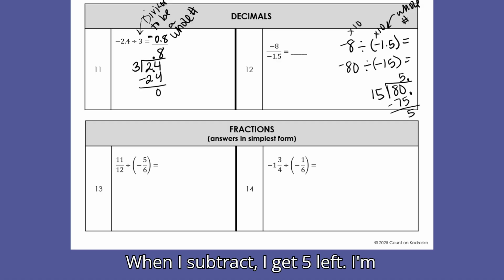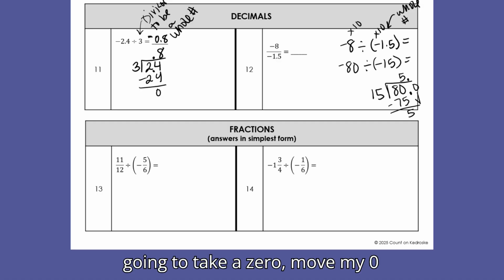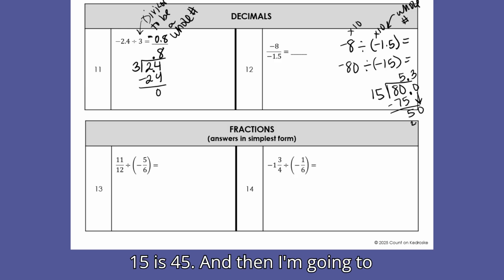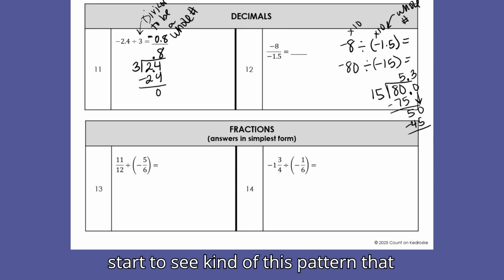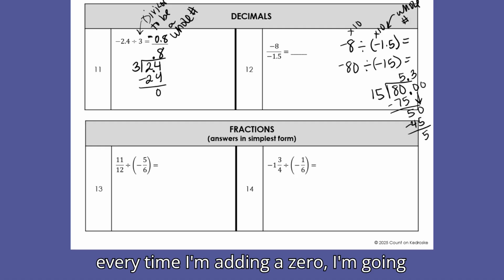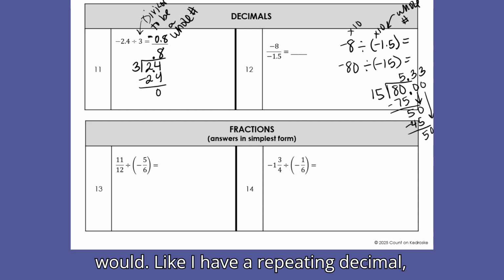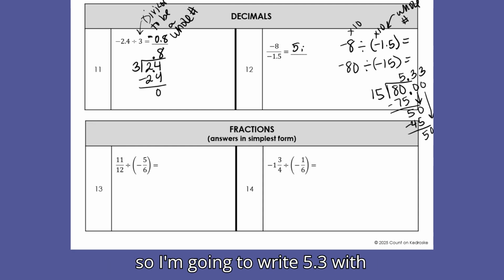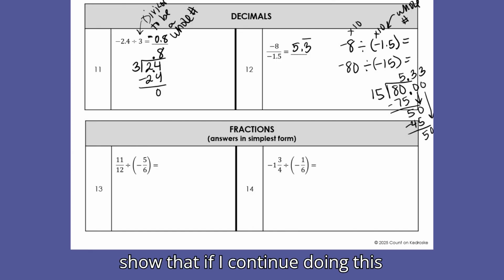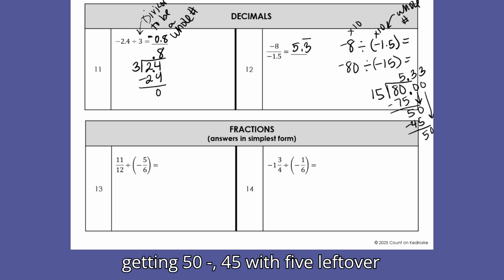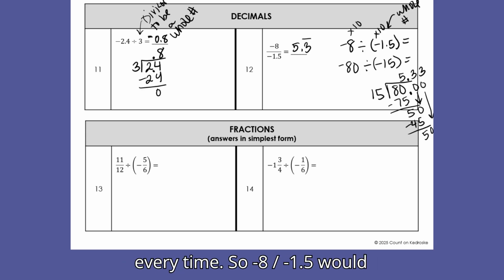When I subtract, I get 5 left. I'm going to take a 0 and move my 0 down. 15 goes into 50 3 times. 3 times 15 is 45. And then I'm going to start to see a pattern that every time I add a 0, 15 goes into 50, and it looks like I have a repeating decimal. So I'm going to write 5.3 with my repeating decimal line over it to show that if I continue doing this over and over again, I would keep getting 50 minus 45 with 5 left over every time. So -8 divided by -1.5 would equal 5.3 repeating.